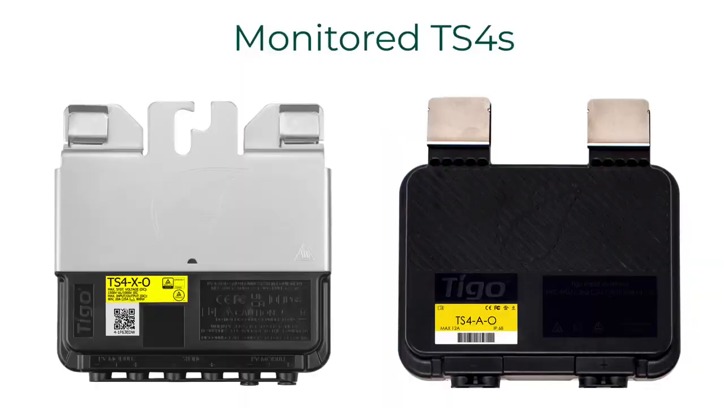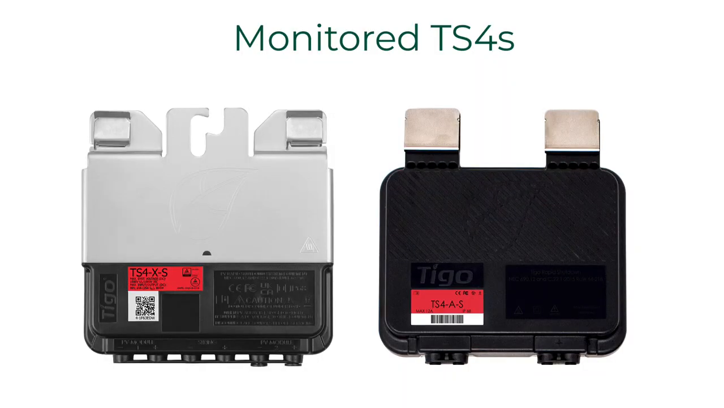Okay, so the first thing that we need to talk about is what are the Tigo monitored products? We have three of them, the TS4-O, the S, and the M. Now the O has two different versions, an A-O and an X-O, the X being the newer of the two. The S also has two different versions, the A-S and the X-S.